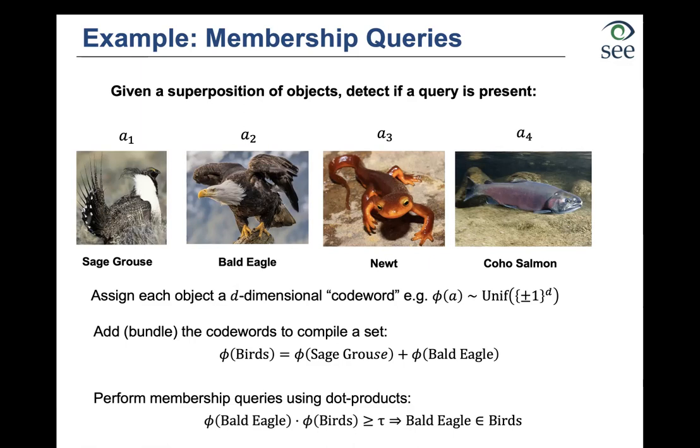So for example, if we want to ask the question, is a bald eagle a bird? We just look at the value of the dot product between the embedding of the bald eagle and the embedding of the set of birds. And the hope is that that value is big if and only if a bald eagle is in fact a bird, which of course it is.